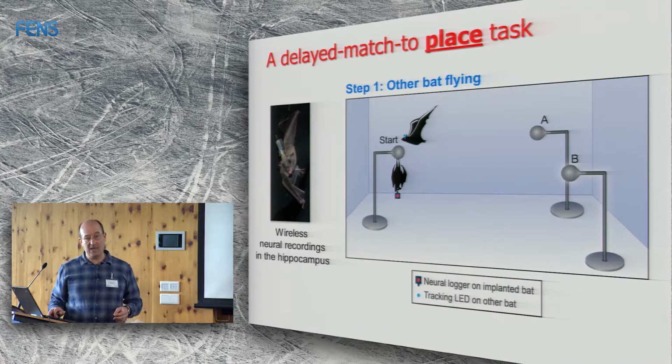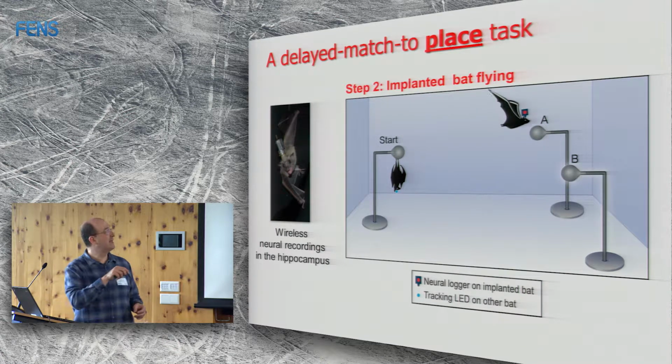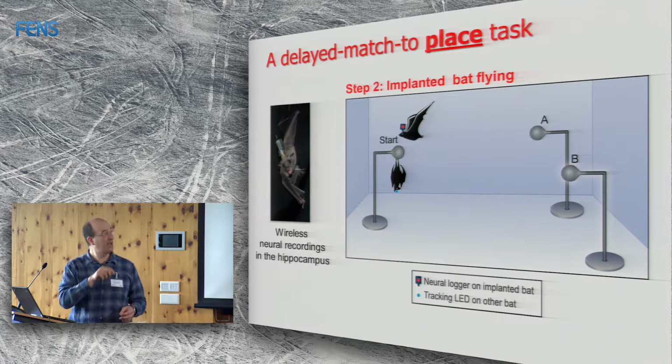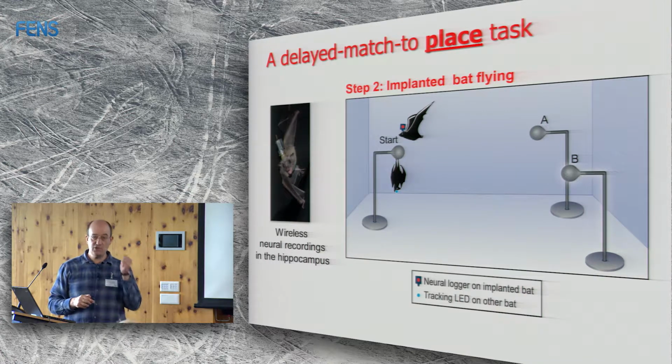Now the observer bat, the one implanted, where we're recording from the hippocampus of this animal, has to mimic the other bat. So if, in this case, the demonstrator flew to A, then the observer also has to fly to A. If the demonstrator flew to B, the observer also has to fly to B. This ensures that they have to pay attention to the position of the other animal in order to perform the task. In addition, as you saw, we created this situation of alternation: when you are flying, I'm not flying. This allows us to dissociate between self-movement and movement of the other.